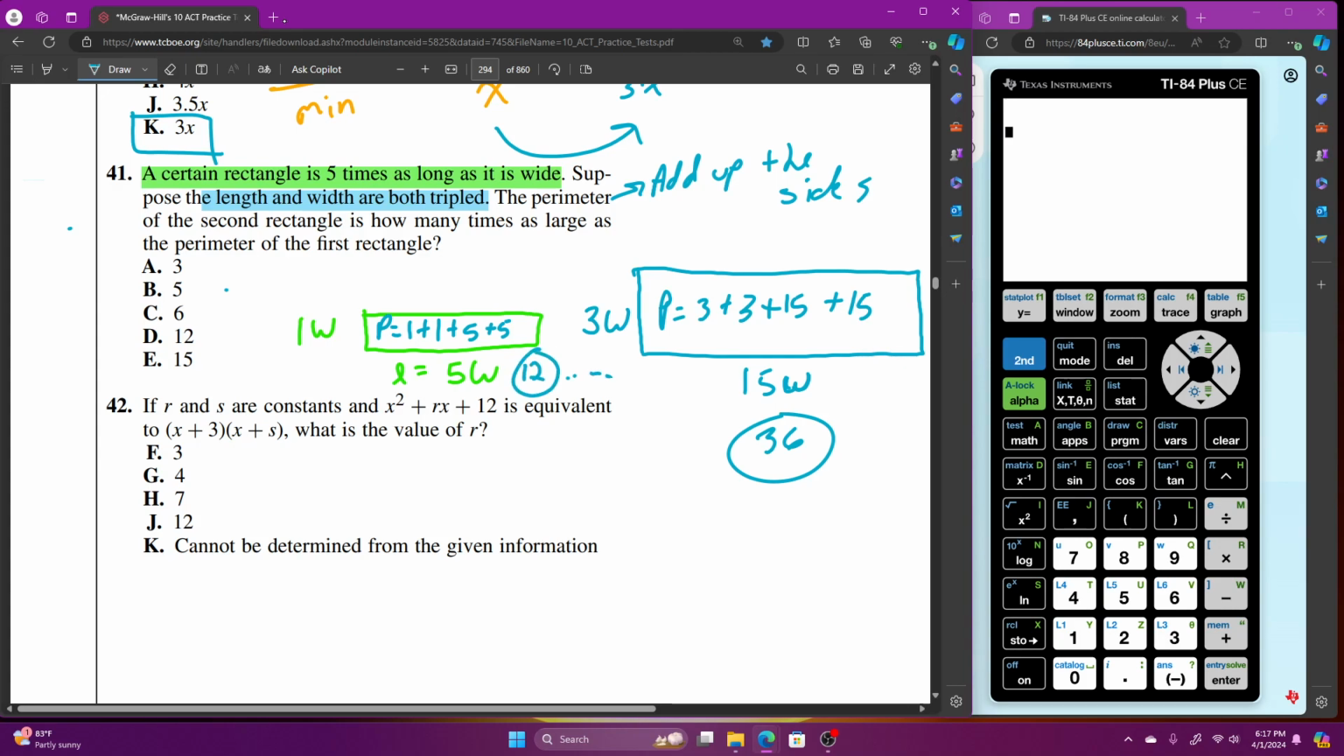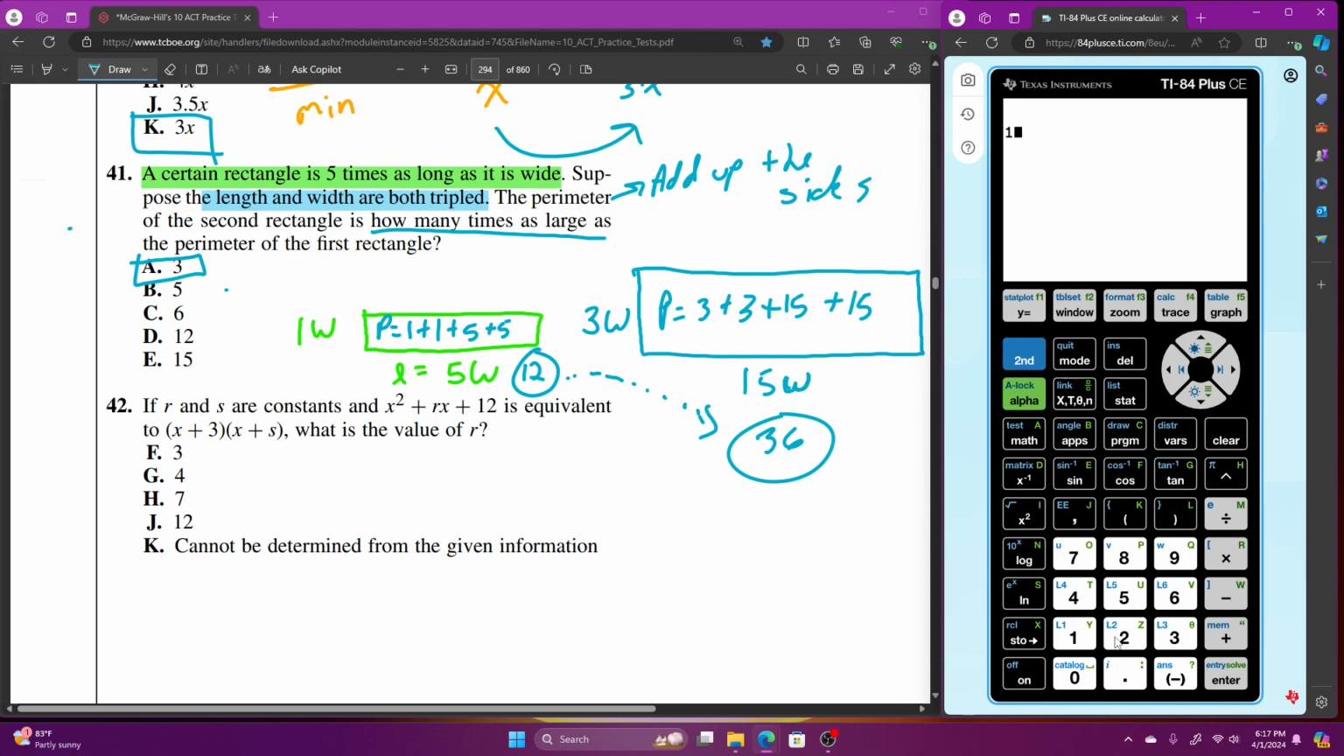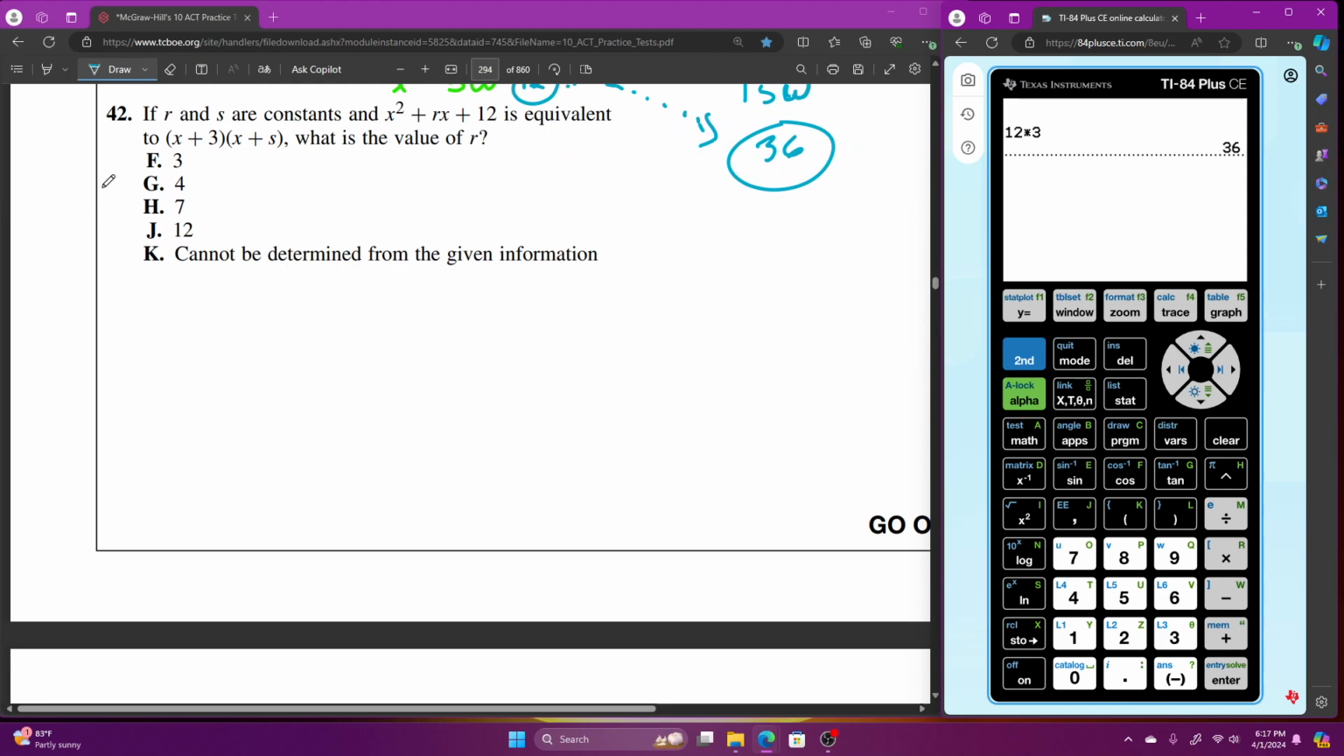So our perimeter went from being 12 to being 36. How many times larger is that? It's 3 times larger. 12 times 3 equals 36. There it is. That's the answer to question 41. Moving on to number 42.